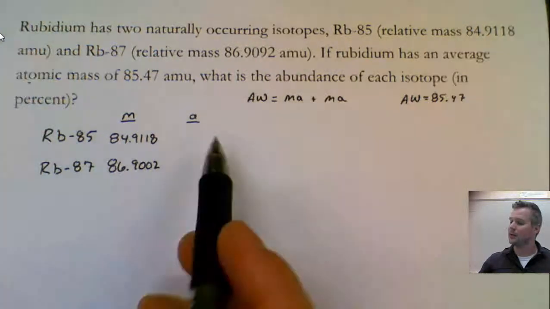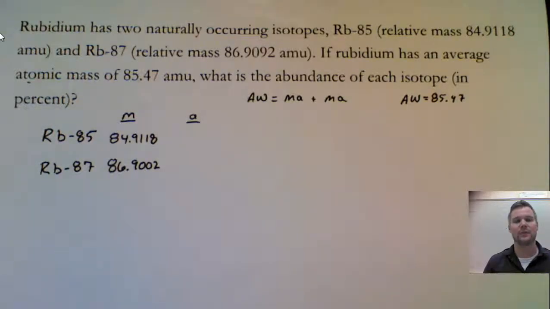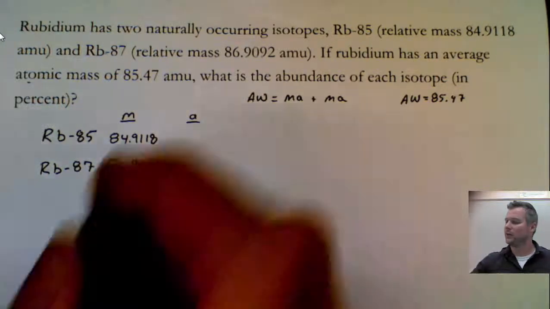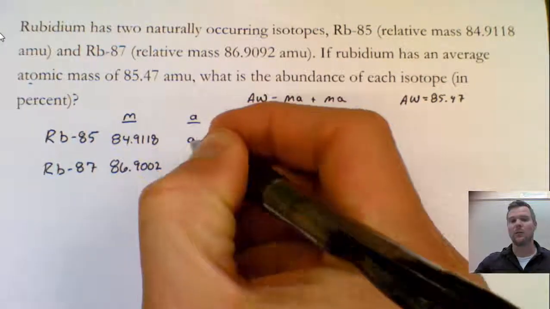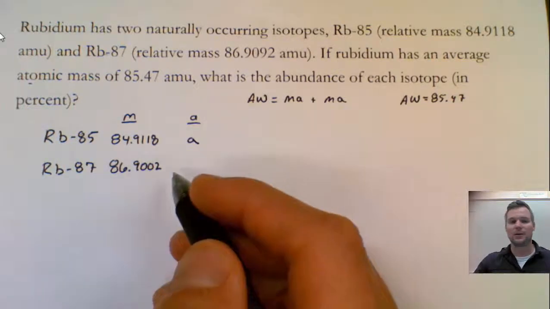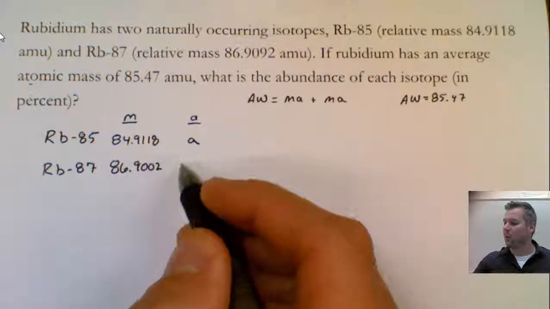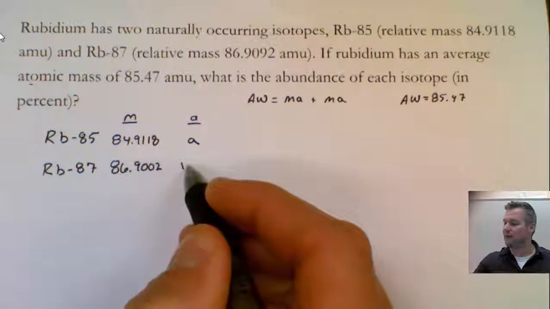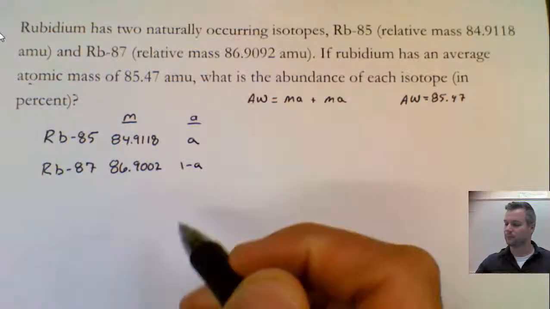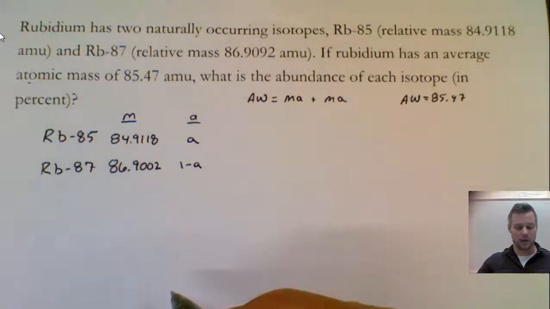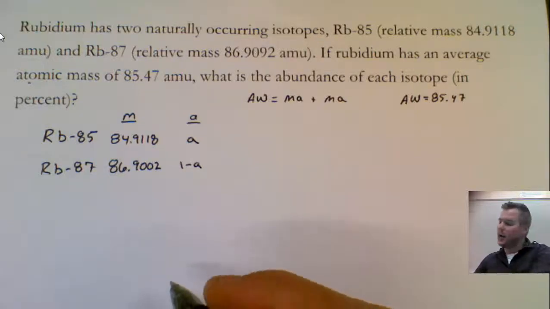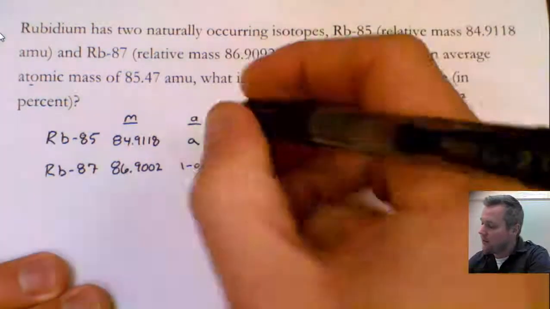Now, abundance has to add up to 100%, or if you're just talking about numbers, it's going to add up to the number 1. Your 2 decimals will add up to number 1. So if this happens to be abundance A, a number we don't know yet, the remainder of the abundance is 1 minus this value, whatever that happens to be. So then when I set up my actual equation, I plug numbers in. I'm going to take my atomic weight, the 85.47.